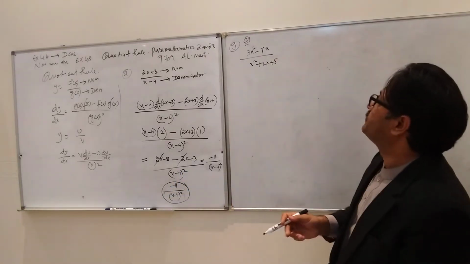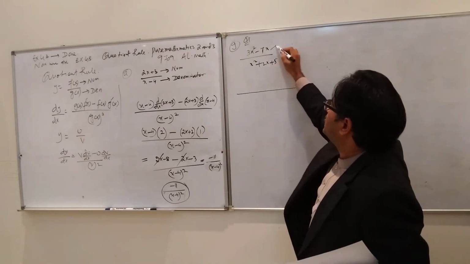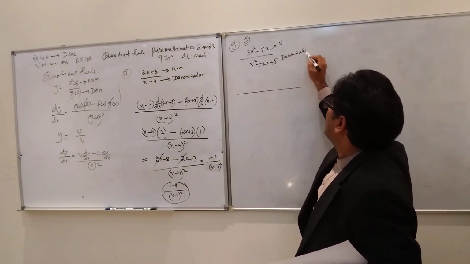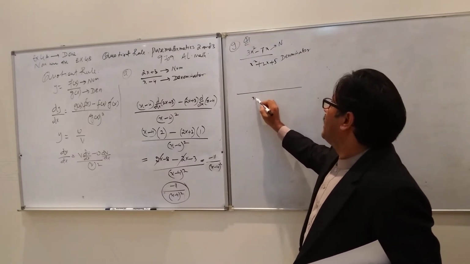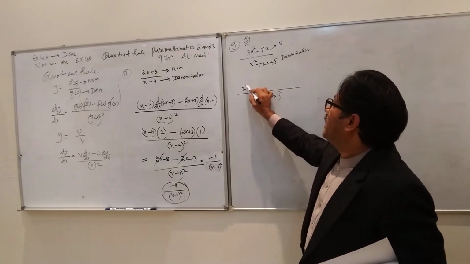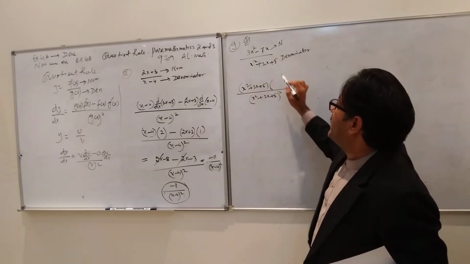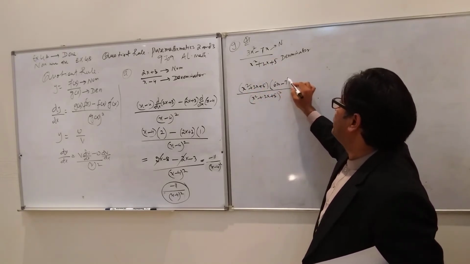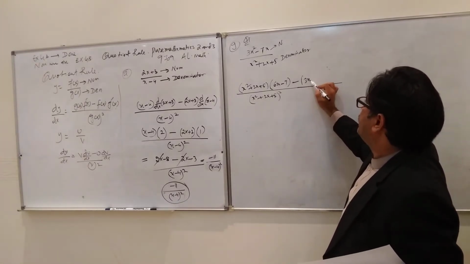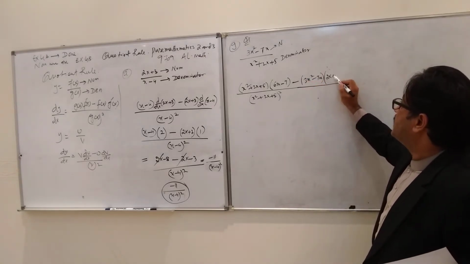Now see students, again the same rule, the quotient rule. This is the numerator, this is the denominator. So the denominator whole squared, x squared plus 2x plus 5 whole squared, and here the denominator x squared plus 2x plus 5 times the derivative of the numerator, which is 6x minus 7, then minus the numerator 3x squared minus 7x times the derivative of the denominator, which is 2x plus 2.